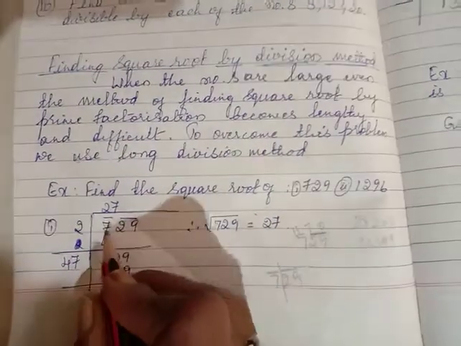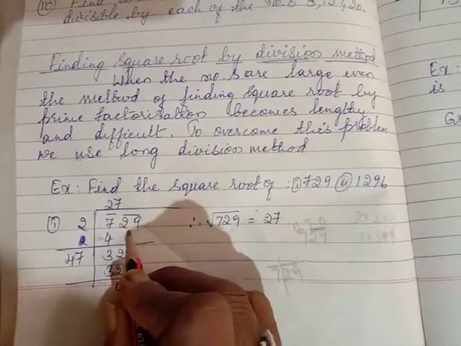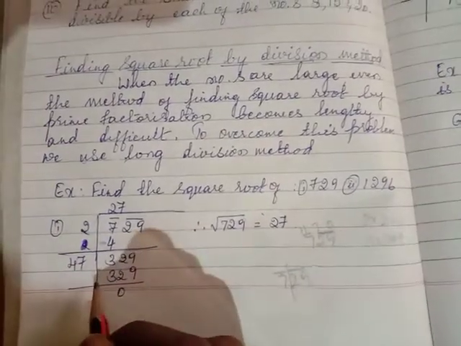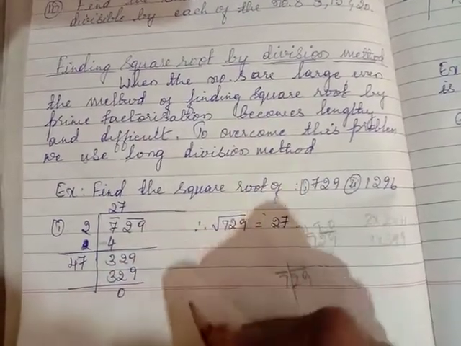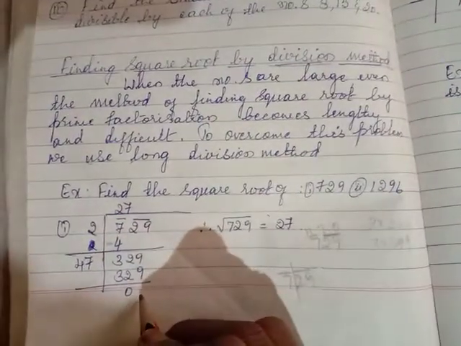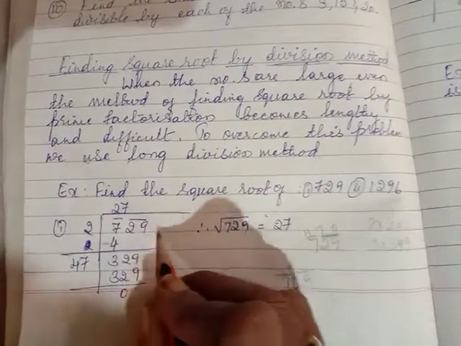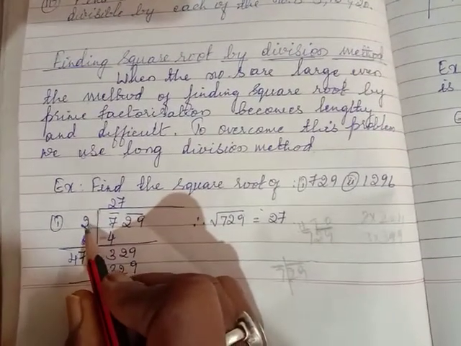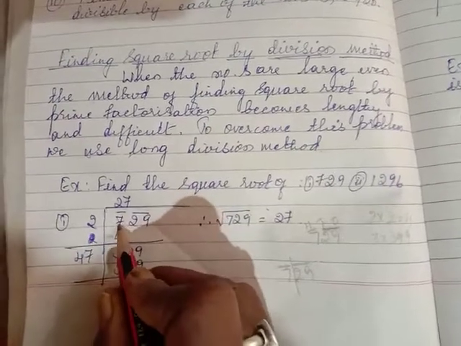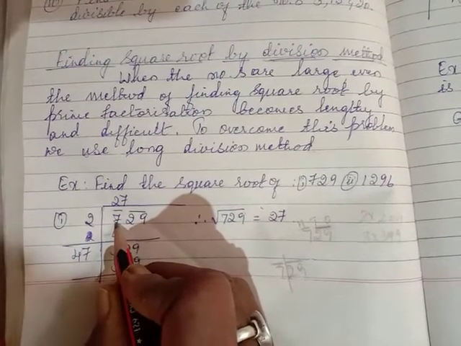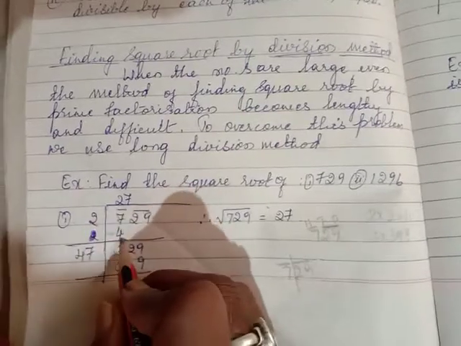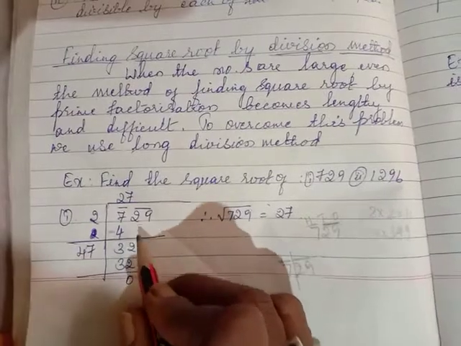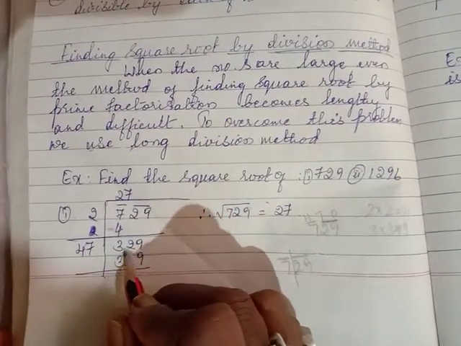That means we have to divide 7 first, then take 29 at once. In ordinary division, we used to take digits down one by one and then divide. But here we have to take 2 digits at once. We take the nearest square number to 7, which is 4, since 2 twos are 4. 7 minus 4 is 3. Then we take down 29, so it becomes 329.